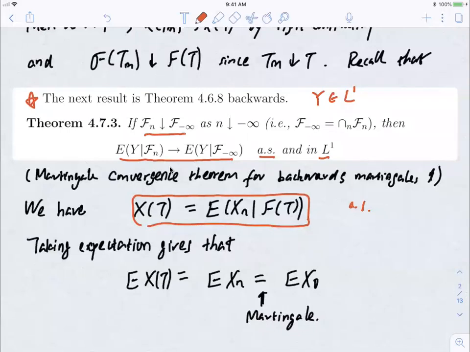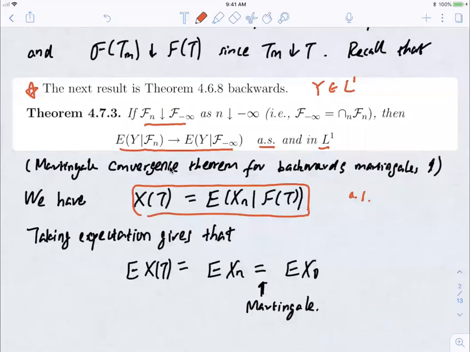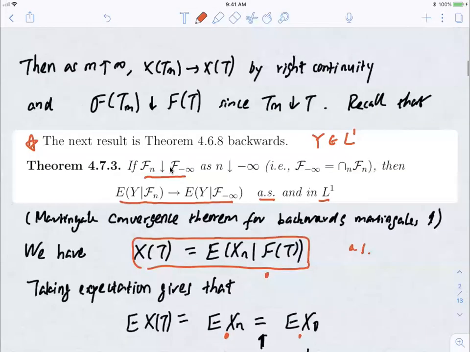So now we're just taking expectation, right? If you take the expectation of this term, we just get this, right? By the martingale property, these two are equal. So then we get the result.